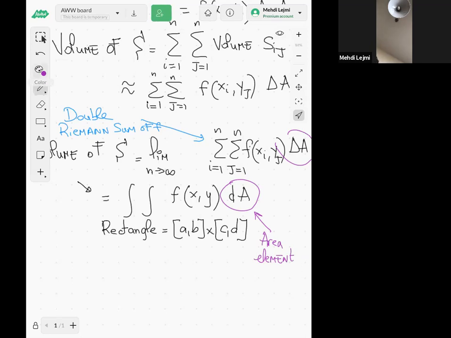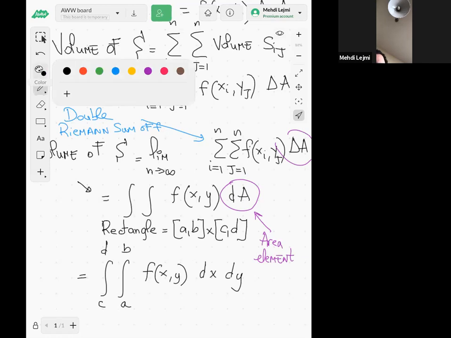So that will be equal to the integral of f of x y dx dy. Of course, x goes from A to B, and y belongs to the interval CD. Of course, here dx dy. The order here, guys, is important. Okay, the order is important, right?